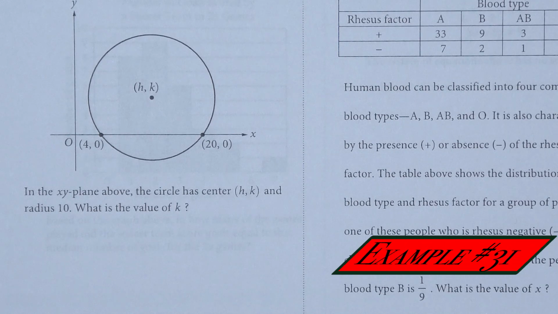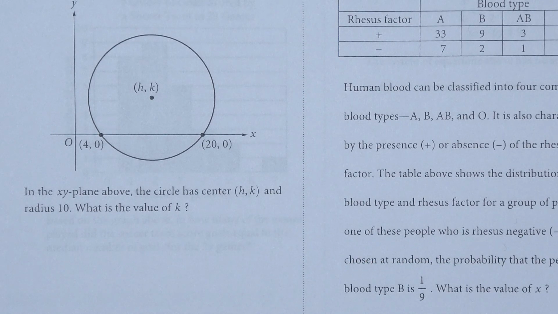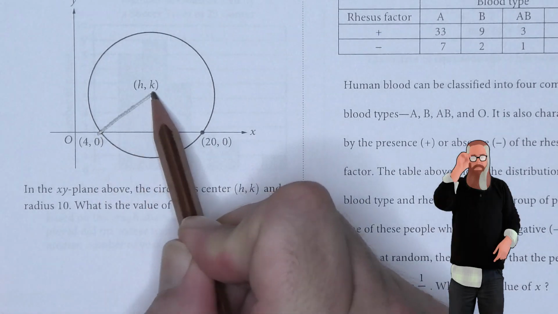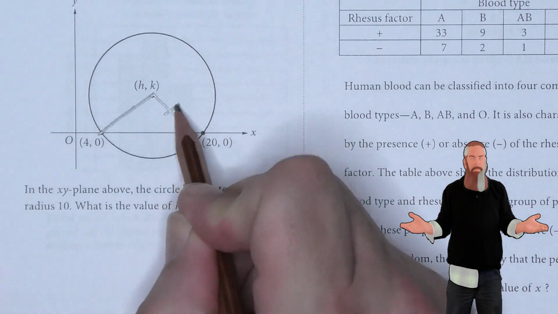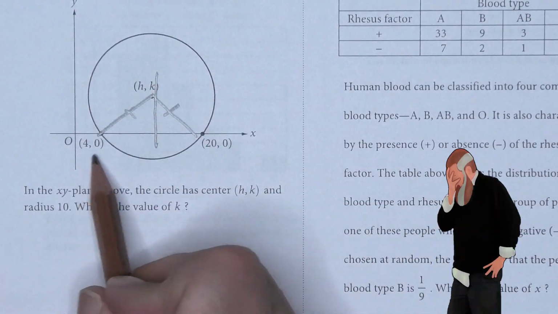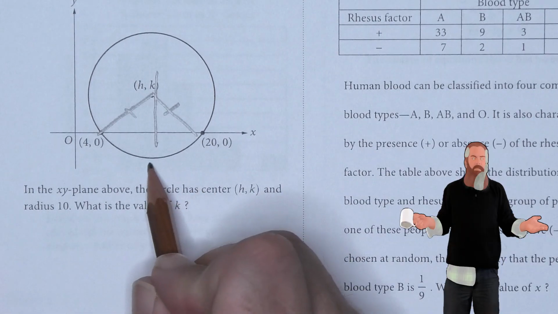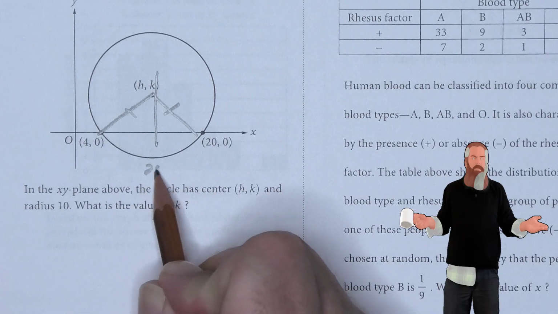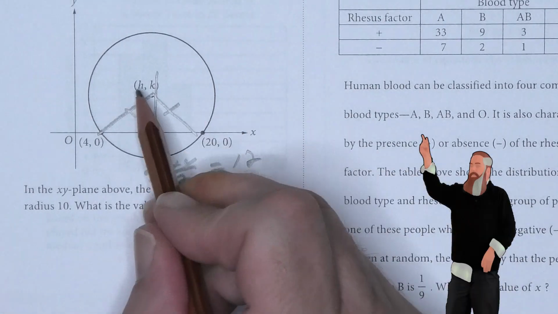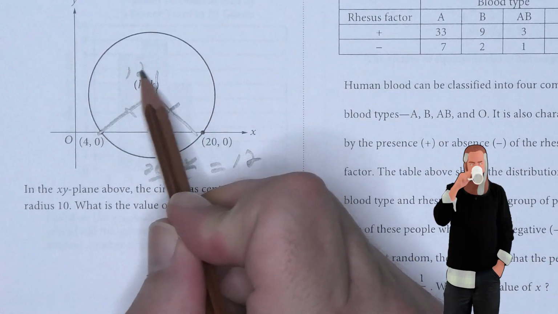In the xy plane above, the circle has a center (h, k) and a radius of 10. What is the value of k? So here's the thing. If I see this right here is an isosceles triangle, which means that this point is in the middle of 4 and 20. So I get to go ahead and say 20 plus 4 divided by 2 is 12. So h is located at 12.